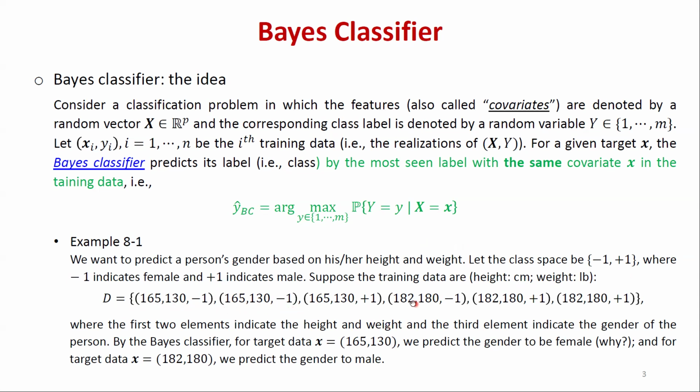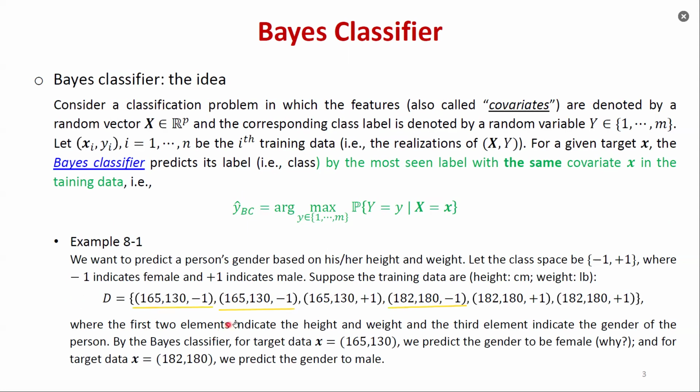-1 means female. Let me just use something to underline it. Okay, so this is a female, this is a female, this is a female, and the rest are male. Okay, so what does naive Bayes mean?